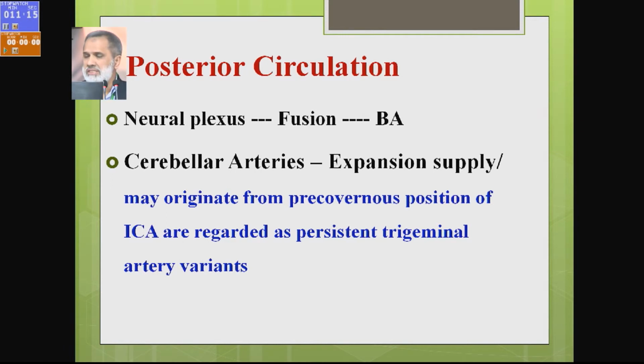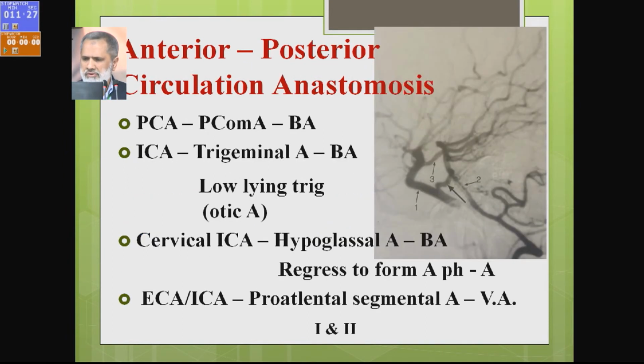Sometimes, if you don't get supply from the already developed arteries, you get a precavernous portion of the ICA as a persistent trigeminal artery. These are the connections you could see here. One is the posterior communicating artery, because the injection is in the vertebral artery, and from the vertebral artery you could see the internal carotid outlined. The other is the trigeminal artery. These are very frequently seen. So these are the few interconnections which should be in your mind.